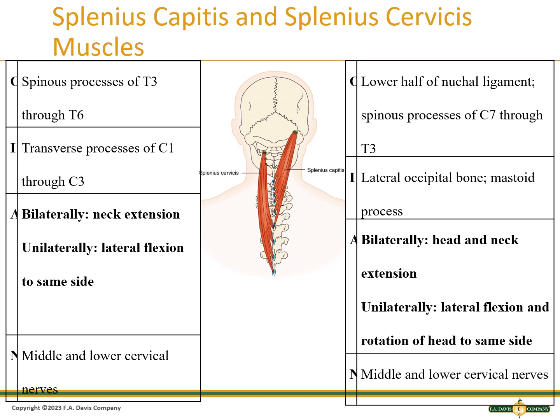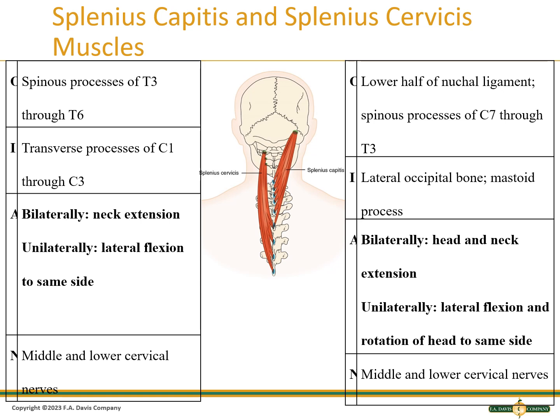Bilaterally, they serve to cause neck extension. Unilaterally, they cause lateral flexion to the same side. And if you look at the picture there of splenius cervicis on the left side of that spinal column, you can see the line of pull would cause a more lateral motion when activated unilaterally. They're innervated by the middle and lower cervical nerves.